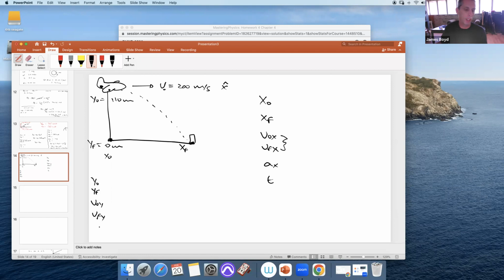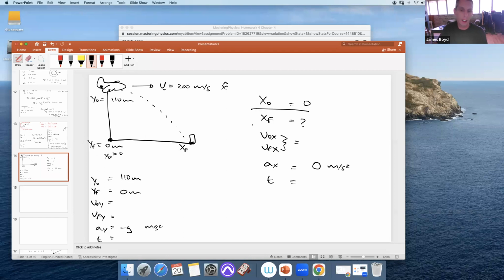Normally, how you will start all of these problems is by writing your variables, just like free fall. You might have to rewrite them every time you change something in the problem, like every time you try to find something new. But AX is 0, AY is negative G. Y initial is 110, and Y final is 0. X initial, I'm going to say, is 0, and X final is actually what I want. Now we get to the weird part.